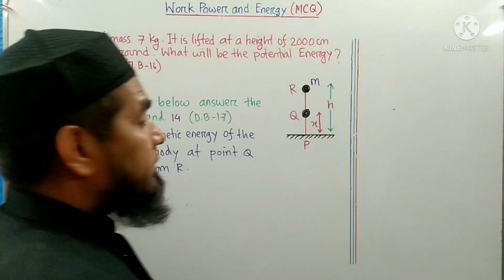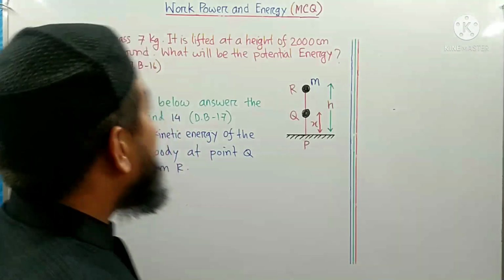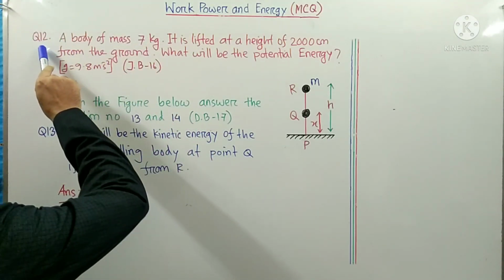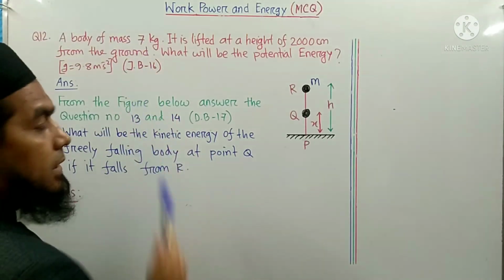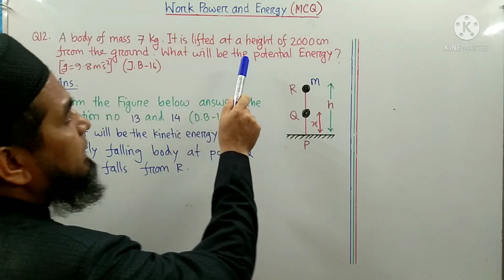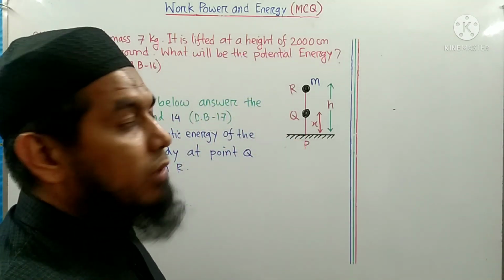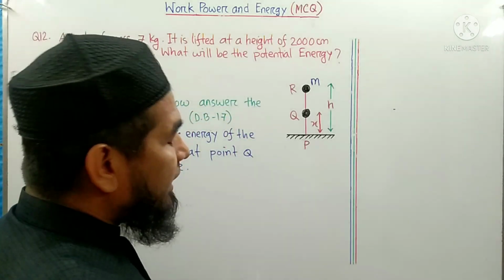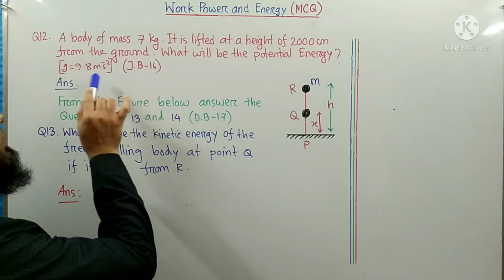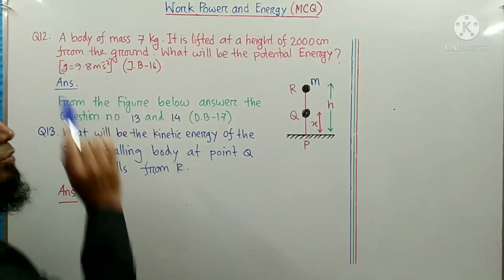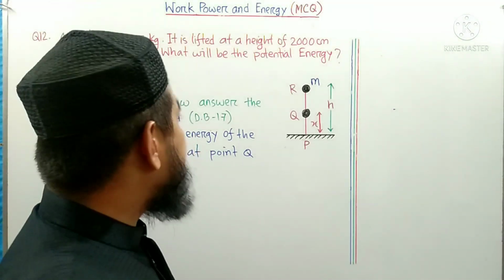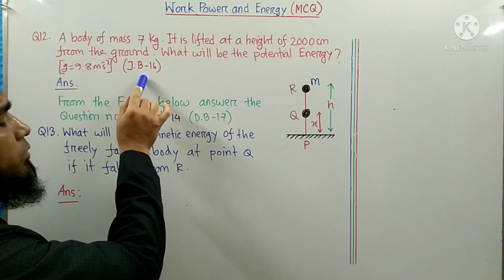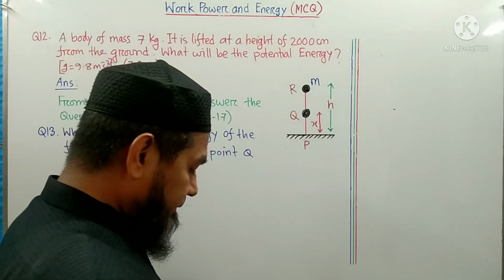Dear students, next question number 12. A body of mass 7 kg is lifted to a height of 2000 centimeter from the ground. What will be the potential energy? Here given also g is equal to 9.8 meter per second square. This is Jessore Board question 2016.